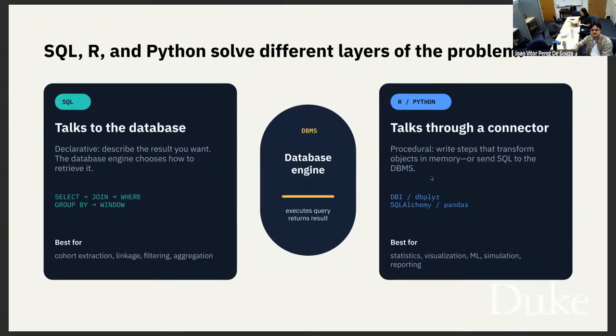So the logic is SQL talks to the database. You describe what you want. You build your cohort. This goes into the database engine, and operationally speaking, it doesn't matter what database you have. If it's Microsoft, whatever. It doesn't matter. SQL can talk to the database, and then you can run an analysis with your analysis codes.